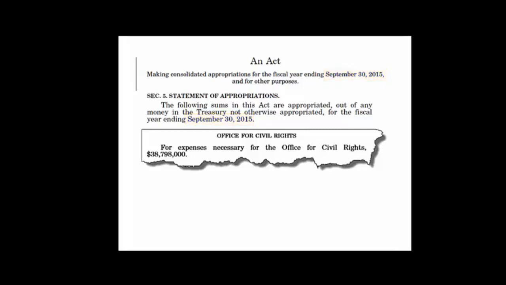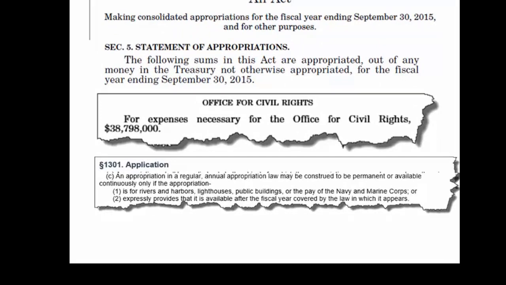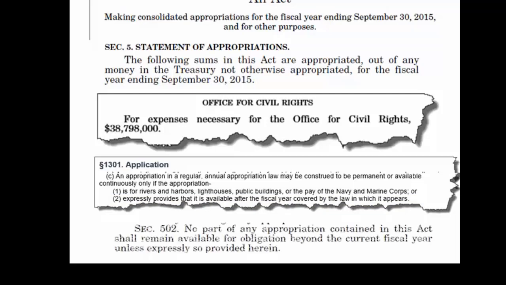In addition, there is a requirement at 31 U.S.C. 1301(c)(2) that says an appropriation in a regular annual appropriations law may be construed to be available continuously only if the appropriation expressly provides that it's available after the fiscal year covered by the law in which it appears. Finally, just to make sure nobody missed it, there is a general provision telling us that no part of any appropriation shall remain available for obligation beyond the current fiscal year unless expressly so provided herein.